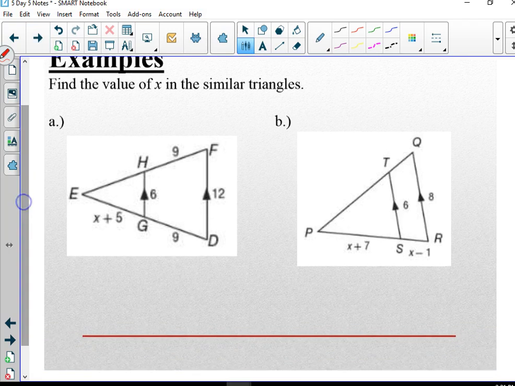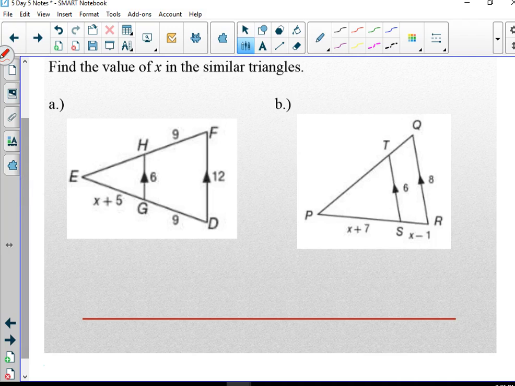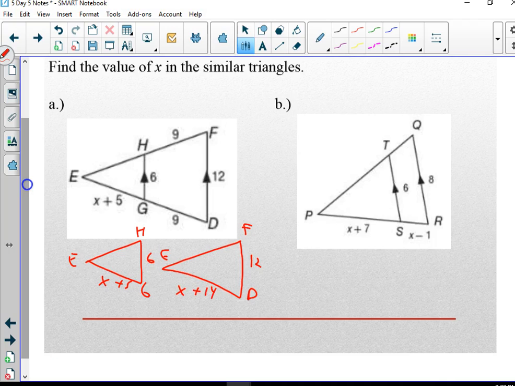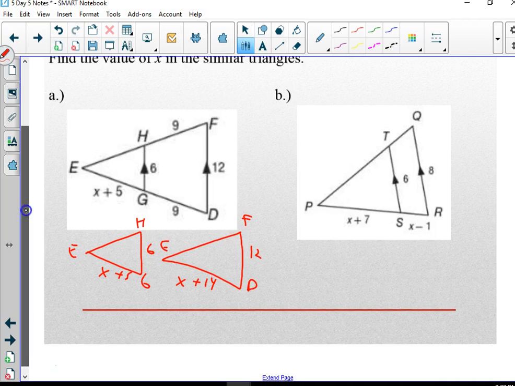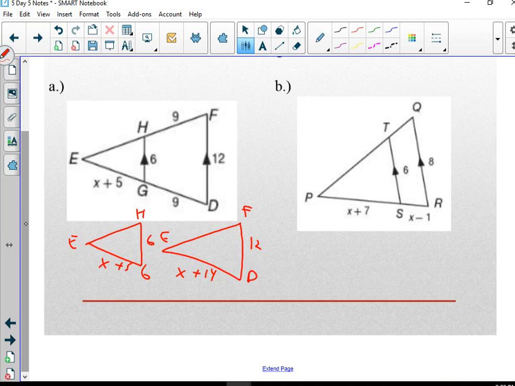Okay, similar idea here. Just more practice. So I've got my two triangles, E, H, G. I have a 6 and I have x plus 5. And I have my bigger triangle, E, and D here and F here. This is 12. And this side, gotta be careful, is x plus 5 plus 9. So x plus 14. Now I set up my ratio, 6, and I can do x plus 5 here, it doesn't matter, equals, well, I keep the same structure, 12 over x plus 14.